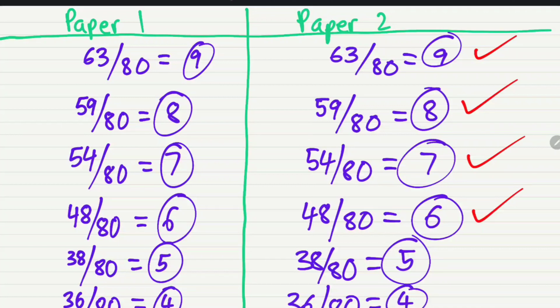Grade 5, 38 out of 80 as a minimum to pass. So you need to get just under half of the marks, almost 50%. So just under 50% to score a grade 5. So for paper 1 and also for paper 2. And then finally for grade 4, 36 out of 80 for paper 1 and also 36 out of 80 for paper 2. So that takes us towards the end of the video.